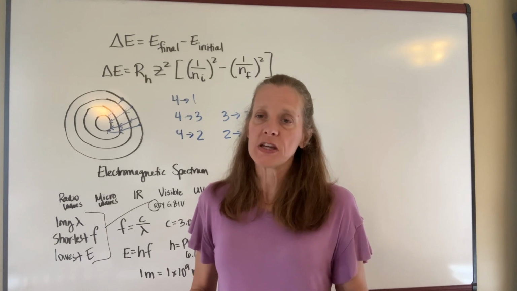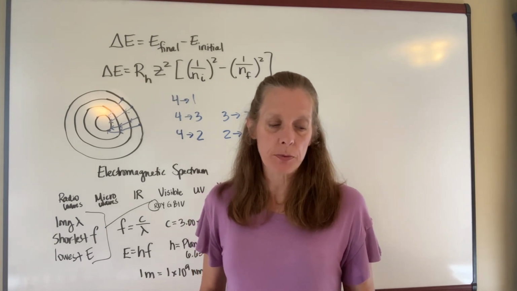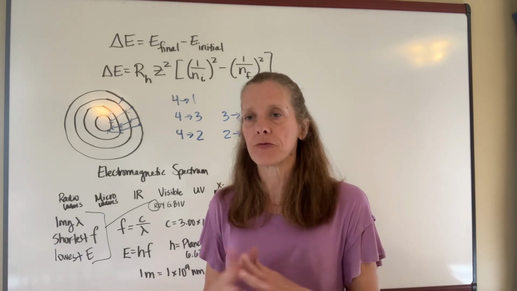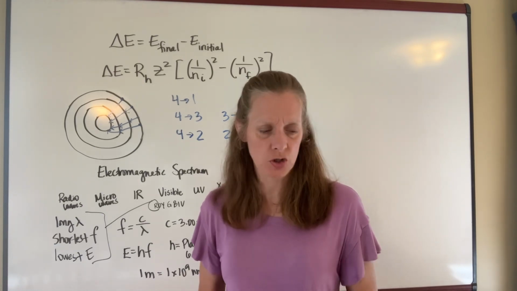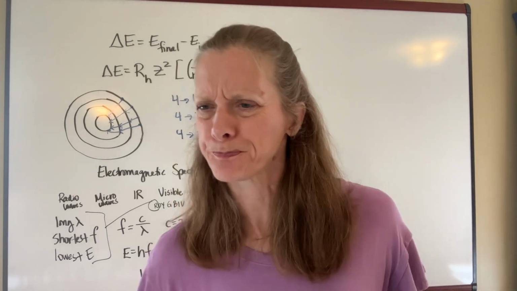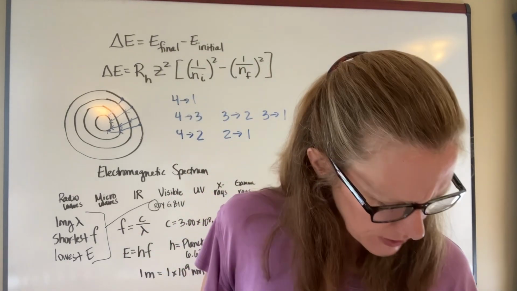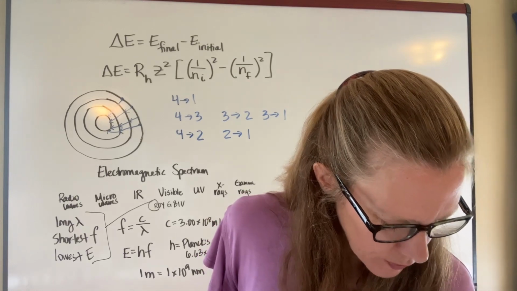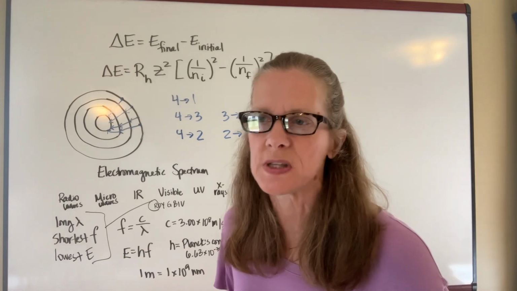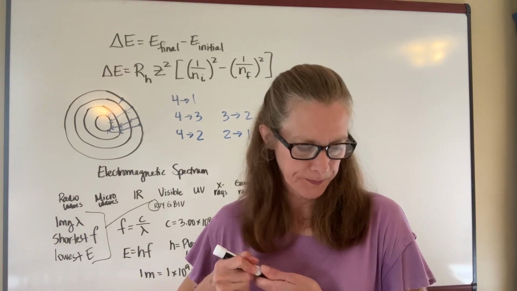What we're going to be doing then is we want to be able to calculate the amount of change of energy when something falls from one orbit to the next. So we're going to look at example 2.2, and it says, what color of light is emitted when the electron of a hydrogen atom moves from the 4th Bohr orbit to the 2nd Bohr orbit?